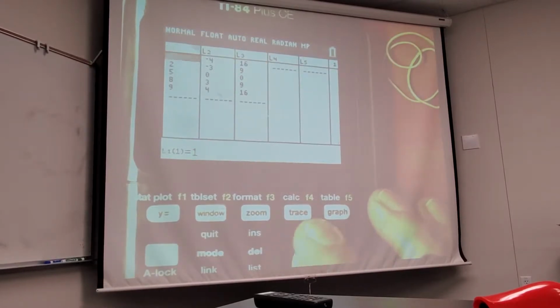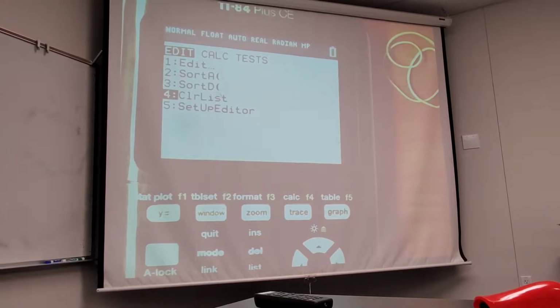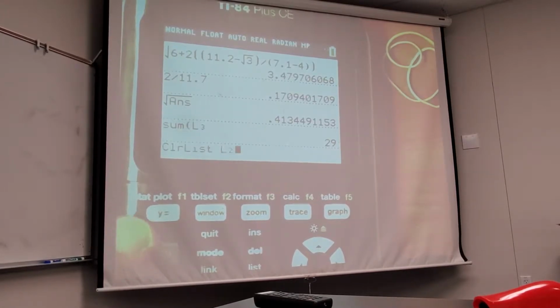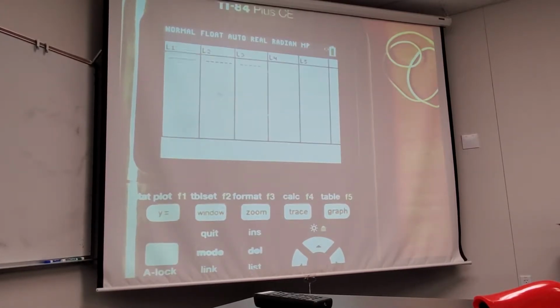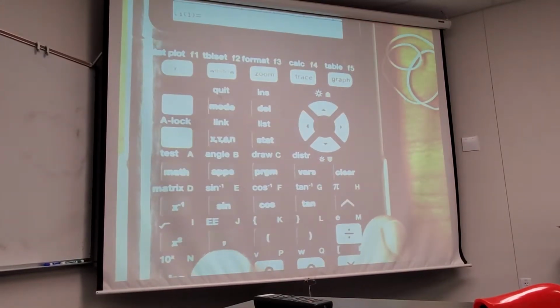There we go. We can clear this out. Clear. You can also go stat, clear list. It's not any quicker, really. L2, comma, L3. Stat. That's why you have punctuation on your calculator. Little comma.